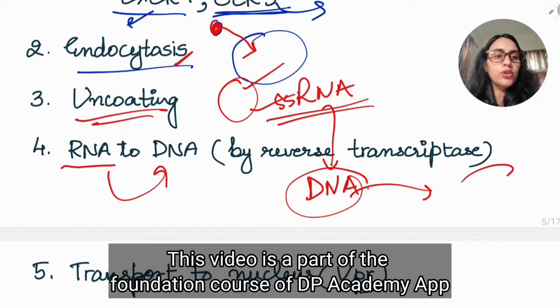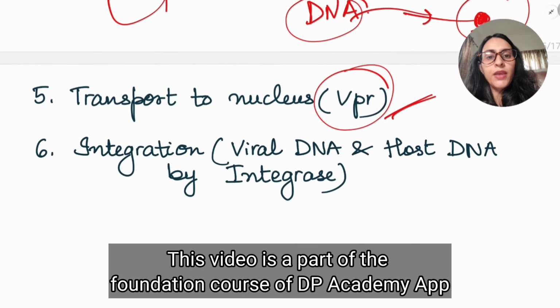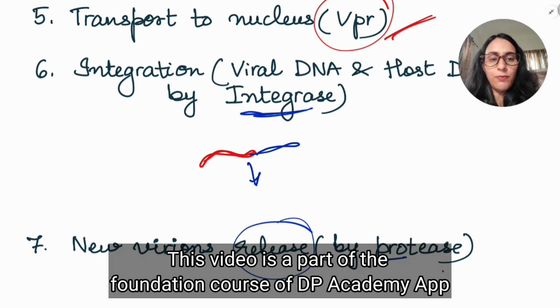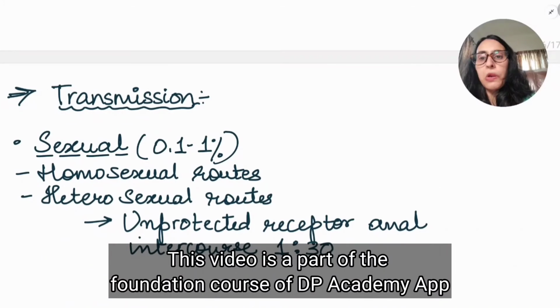Now this DNA goes into the nucleus of the cell with the help of non-structural genes, which is PPR. Then this viral DNA is integrated with the human DNA with the help of the integrase enzyme. Then transcription occurs, that is RNA is formed. Then translation occurs, that is protein is formed. Now the new virion or particle is released with the help of protease. So this is the pathogenesis of HIV.